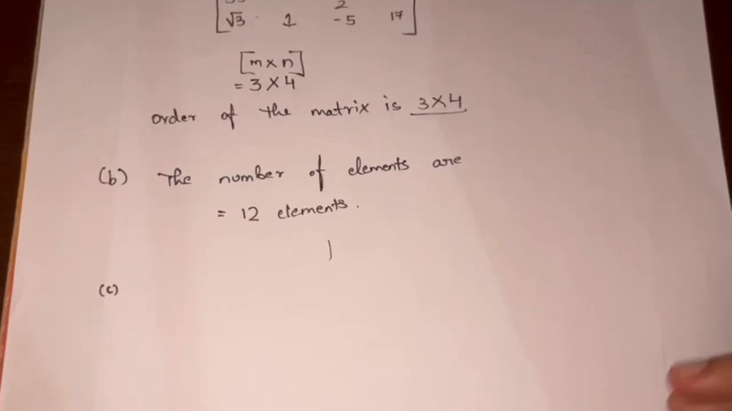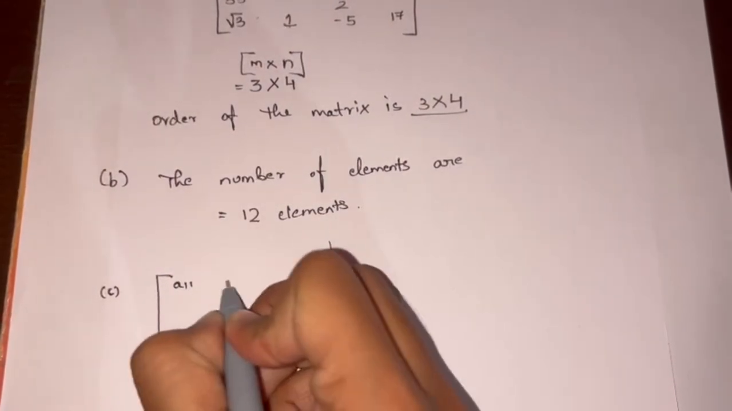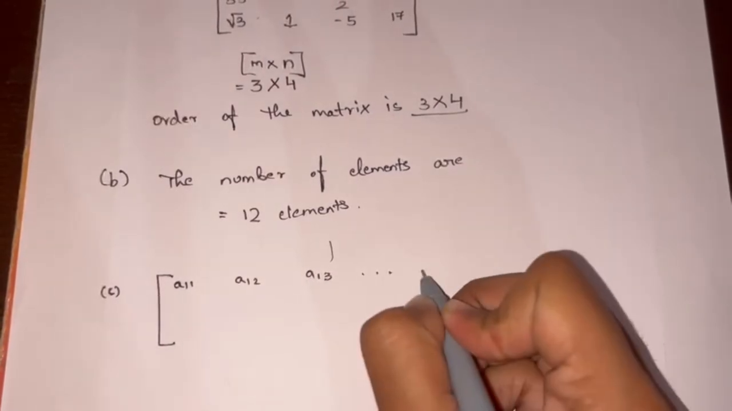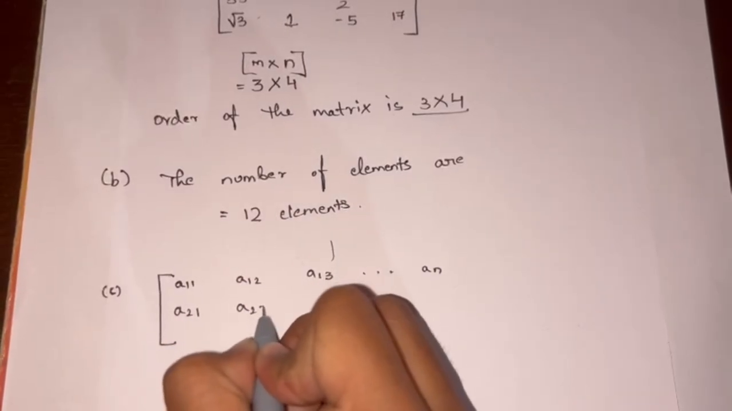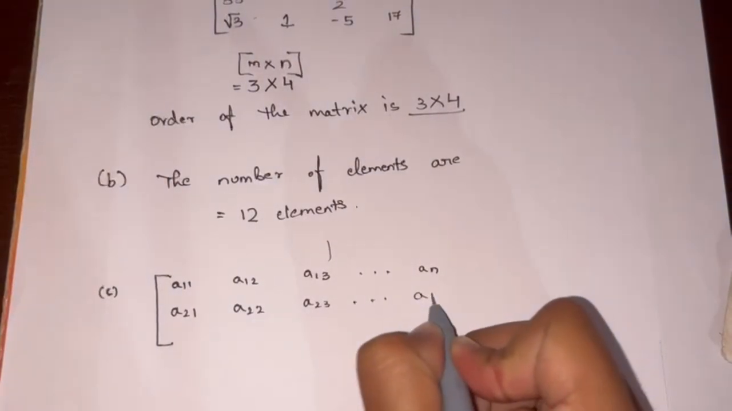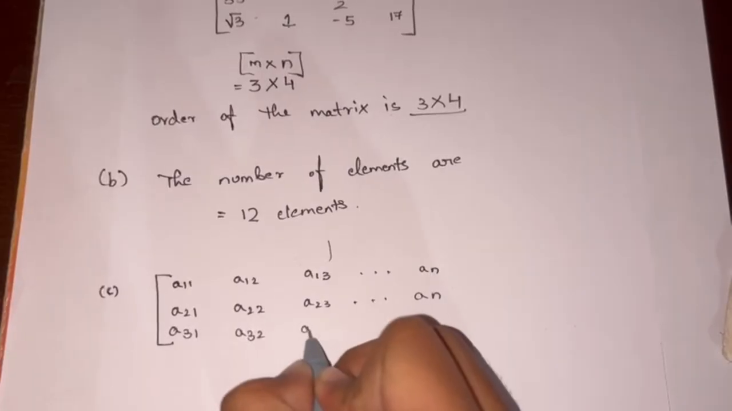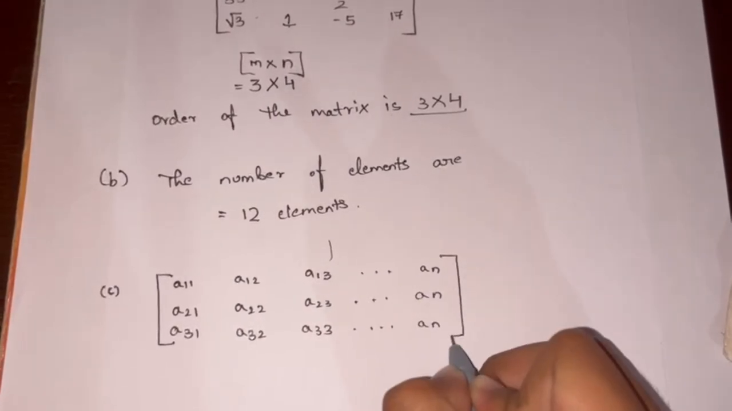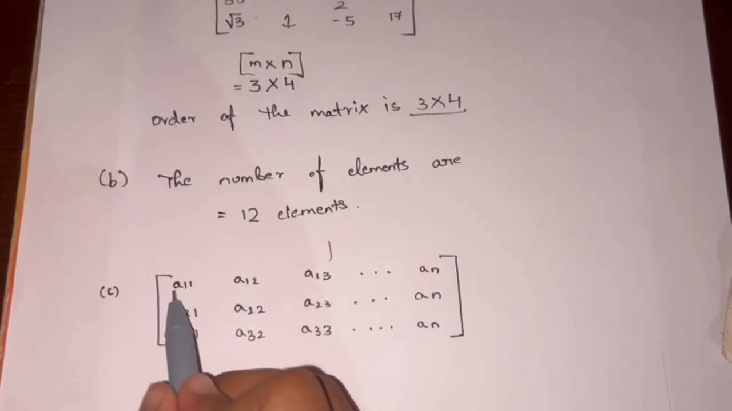So we all know that the basic form of writing a matrix is A11, A12, A13 and so on, AN. The same way A21, A22, A23 and so on, AN. Then A31, A32, A33 and so on, AN. So we all know that this is the basic form of writing a matrix.